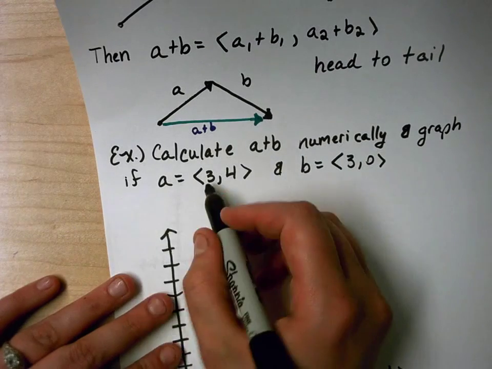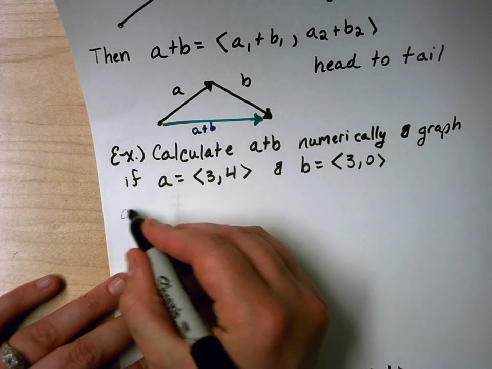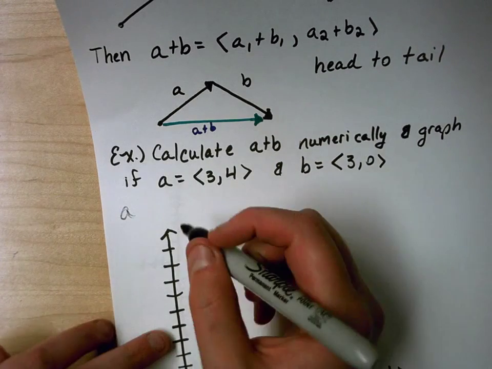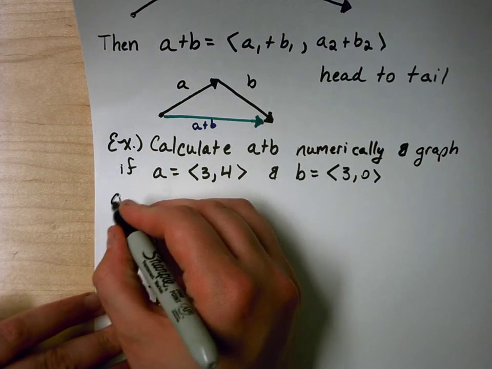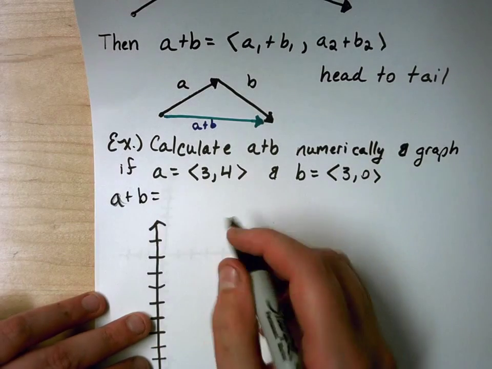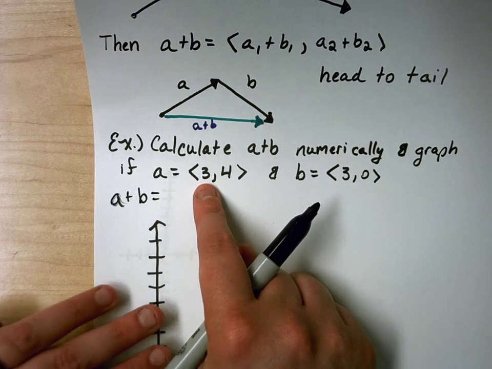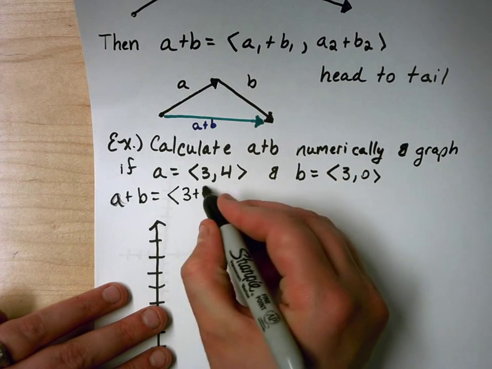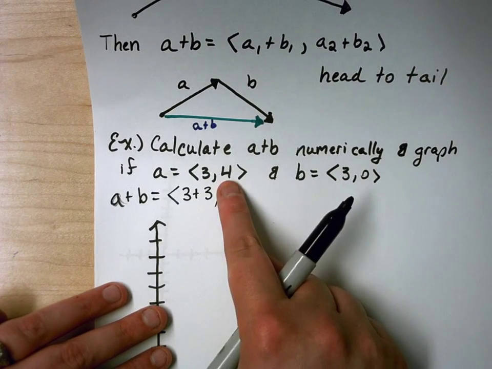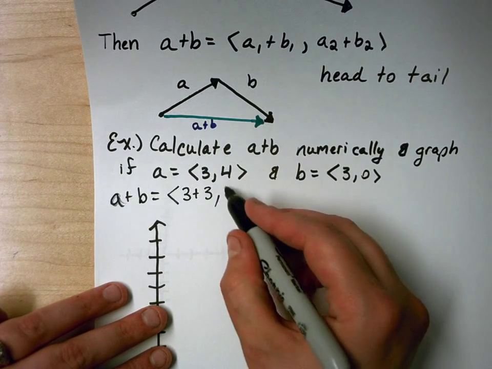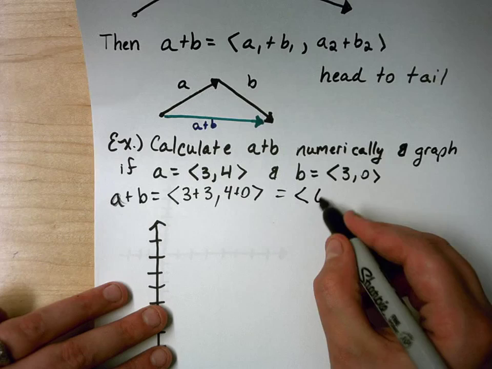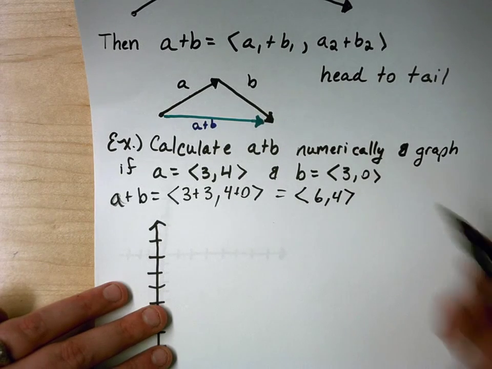So if I do that, then I have a plus b equals a1 plus b1. It's going to be 3 plus 3, comma, a2 plus b2. That's going to be 4 plus 0. That's going to give me 6, comma 4.